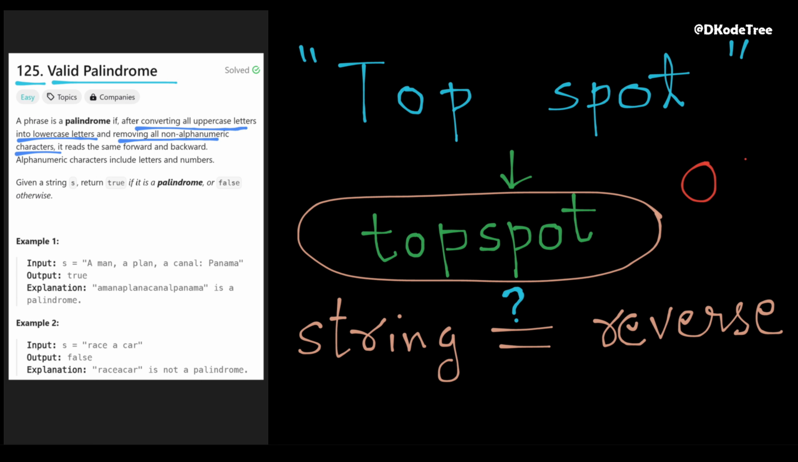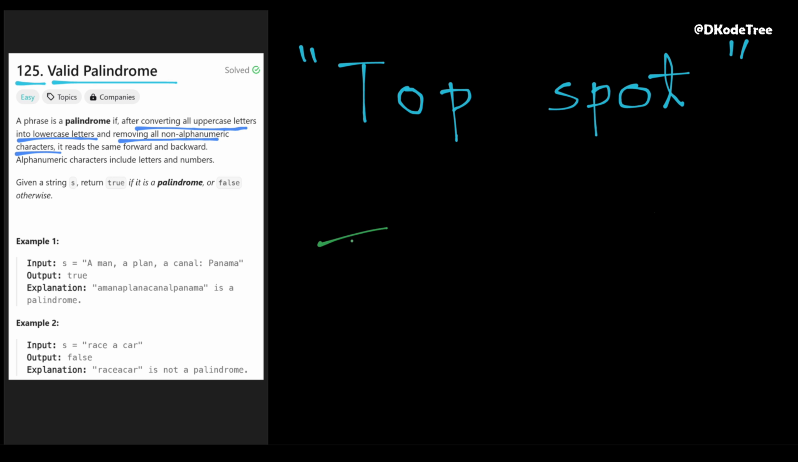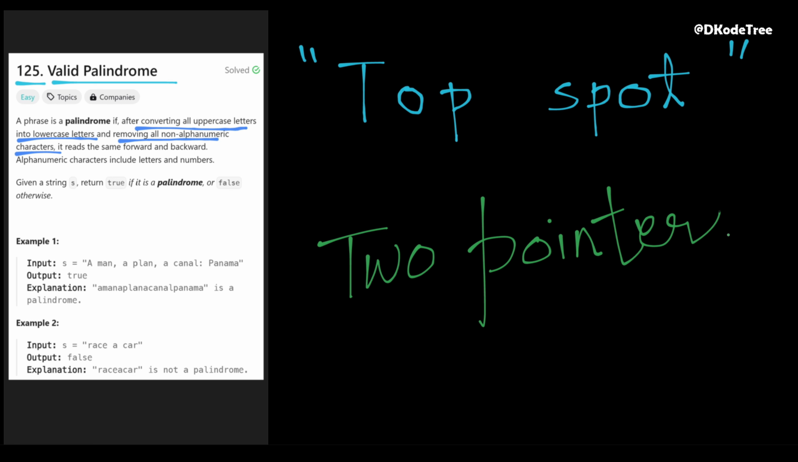Now this process takes O(n) time complexity for creating a new string and comparing it with the reverse. But this is not the optimal solution for this problem in terms of memory complexity, as it takes O(n) extra memory as well for storing the new string. A better alternative is to use the two pointers approach to solve this problem.